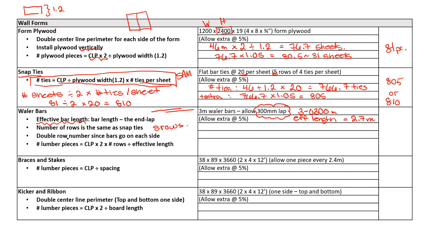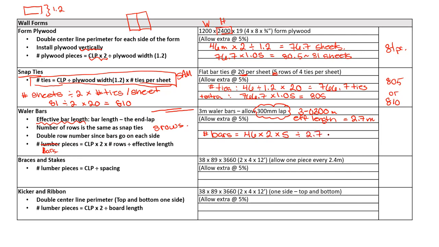We have to double the number of rows since bars go on each side, and the formula is given for us here, and instead of lumber this should be bars. They're not really lumber, they're metal bars. So the number of bars is equal to 46, our perimeter. Bars go on each side, so we double it. There are 5 rows on each side, so we multiply by the number of rows and then we divide by the length of the bars.